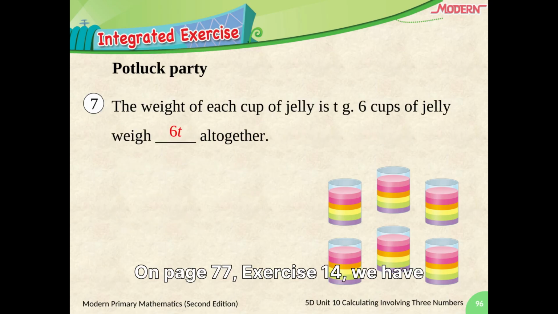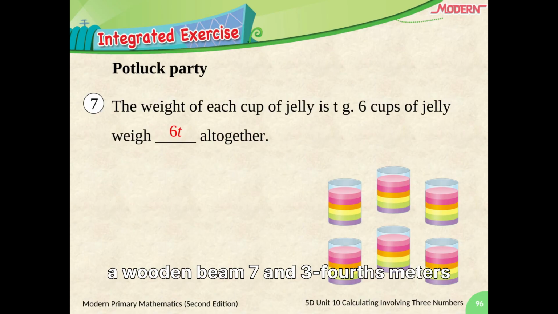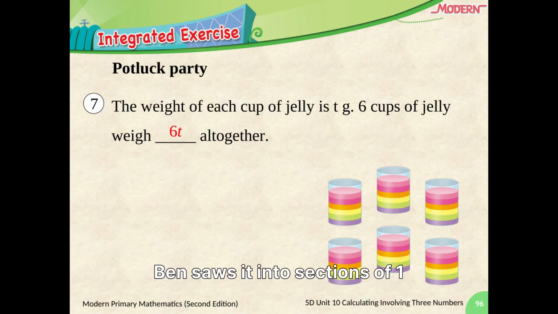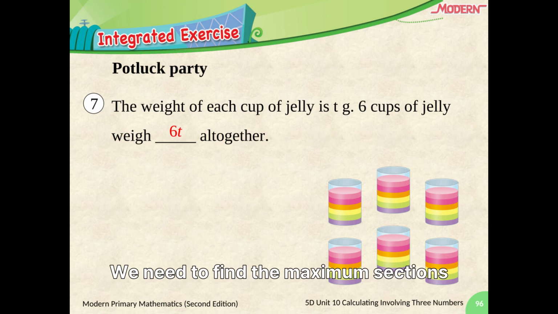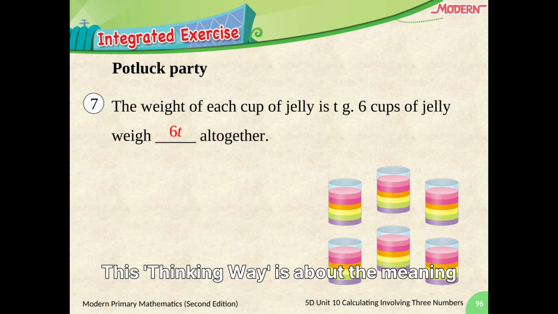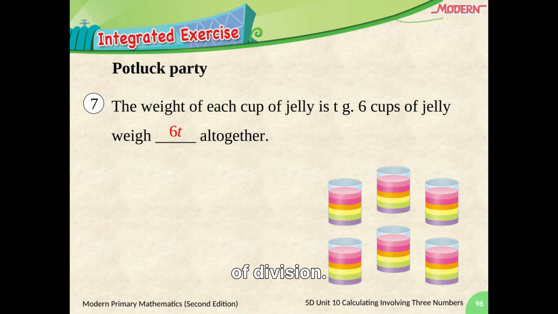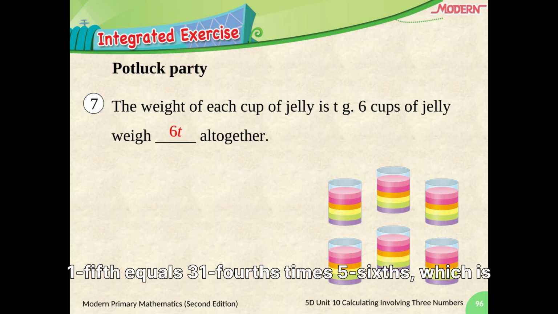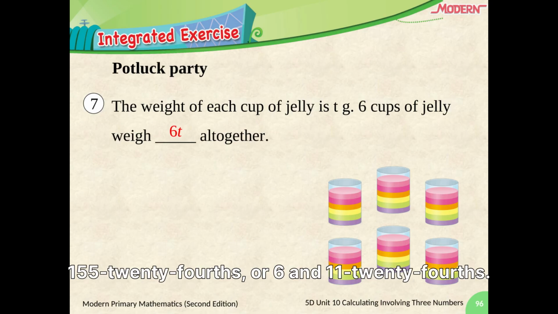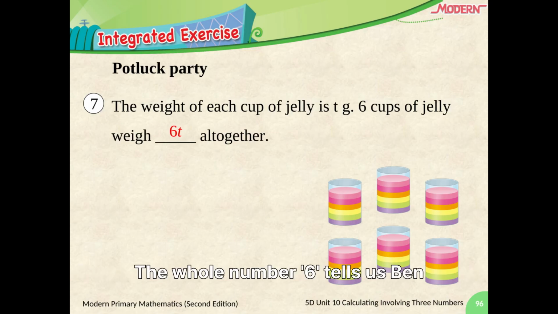On page 77, exercise 14, we have a wooden beam 7 3/4 meters long. Ben saws it into sections of 1 1/5 meters each. We need to find the maximum sections and the remainder. This thinking way is about the meaning of division. 7 3/4 divided by 1 1/5 equals 31/4 times 5/6, which is 155/24, or 6 11/24. The whole number 6 tells us Ben can saw at most 6 sections.